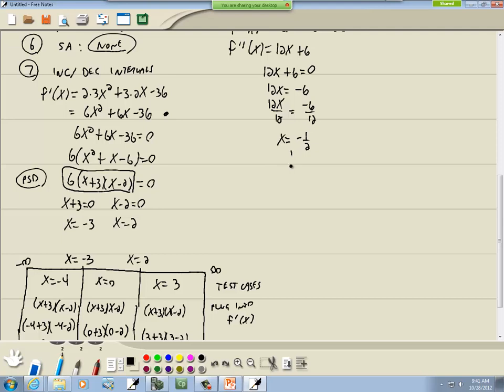Okay, so we want to build our table of intervals. Here's negative infinity over here, here's positive infinity. We want to choose our test cases. Something between negative infinity and negative 1/2, like negative 2. Something between negative 1/2 and infinity, like 0. And we'll plug that into our second derivative, f double prime, which is 12x plus 6.